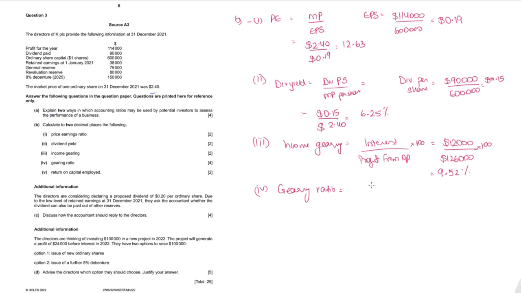Then we have the gearing ratio, which is the ratio of fixed cost capital. In this it will be 8% debentures divided by the equity. Okay, if you want to write the formula, we'll write it as non-current liabilities upon equity plus non-current liabilities. Non-current liabilities in this case is 150,000, 8% debentures, and equity will be your ordinary share capital, retained earnings. But retained earnings, if you see, is given on 1st Jan. It's not the closing retained earnings. To calculate the closing retained earnings, what will you do? You will take 38,000. You will add the profit for the year 114,000, and you will subtract the dividend paid 90,000. So you get 62,000 as the closing retained earnings.